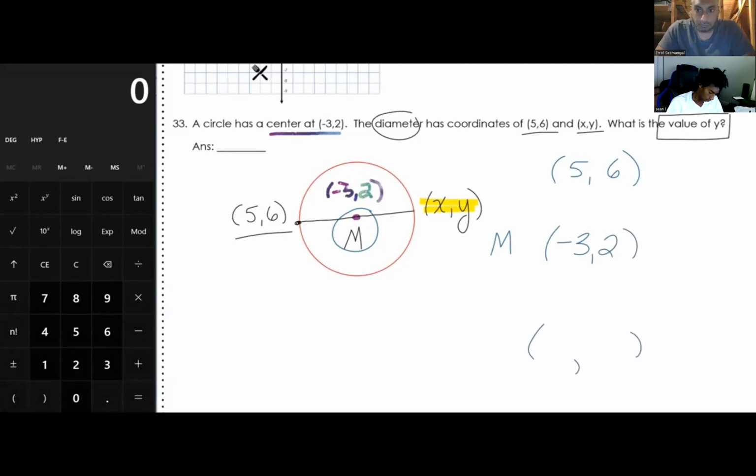And then my other endpoint, that's what I need to solve for. Since it's the midpoint, what happens above the midpoint and below the midpoint should be the same. To get from 5 to -3 on the number line, I have to subtract 8. So I repeat that on the other side: -3 minus 8 gives me -11. Same thing on the y's. To get from 6 to 2, I'm subtracting 4. 2 minus 4 is -2.